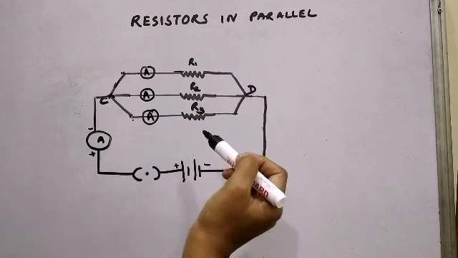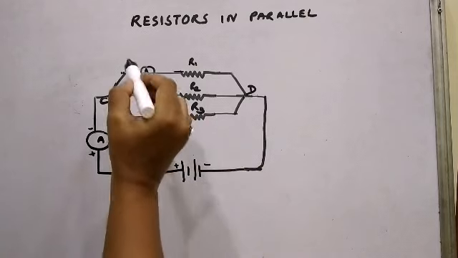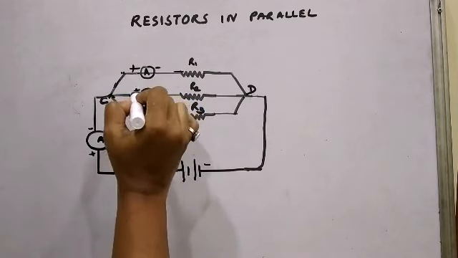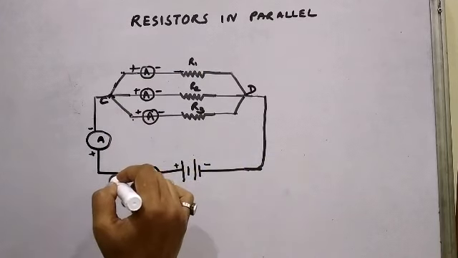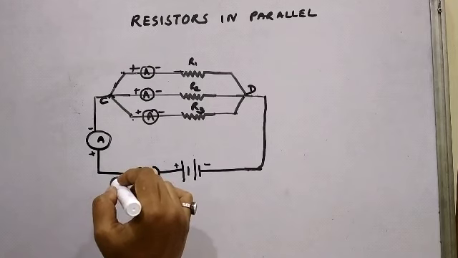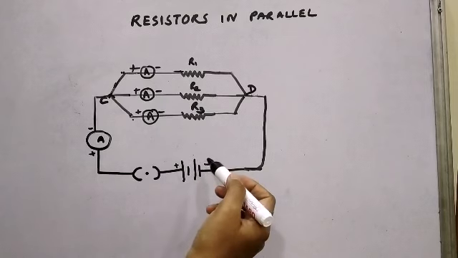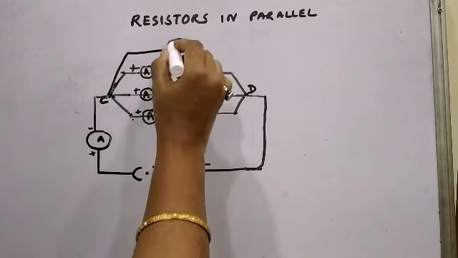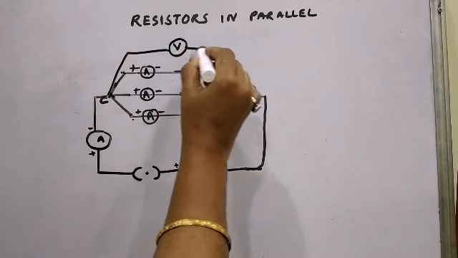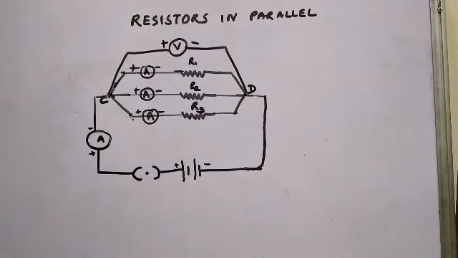As I had already told you in series connection, an ammeter has to be always connected in series, with its positive terminal and negative terminal. In this parallel combination, the potential difference across each of the resistors will be the same. Current changes across each of the resistors, but the potential difference across each of the resistors will be the same. So here I am going to connect one common voltmeter across points C and D, so that the voltage across each of the resistors will be the same.